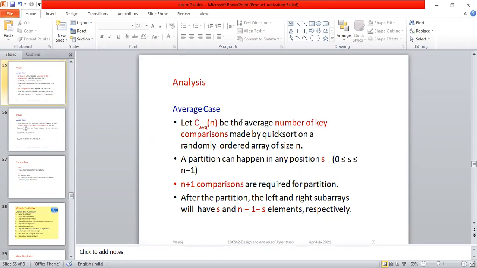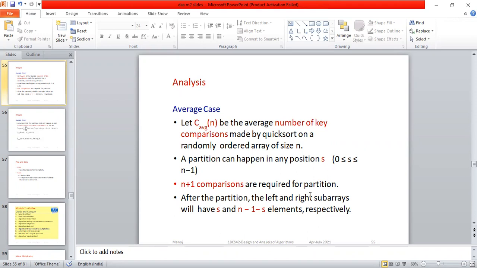Let C_avg(n) be the average number of key comparisons made by quicksort on a randomly ordered array of size n. The partition can happen in any position, s. So s can be 0 up to n minus 1. How many comparisons? It will be n plus 1 comparisons only.